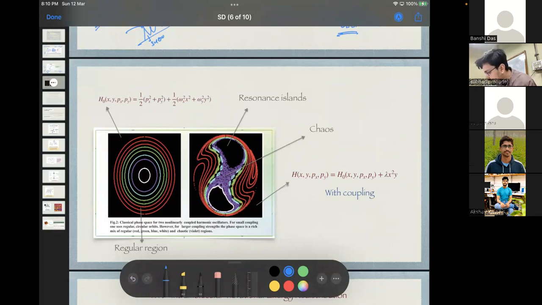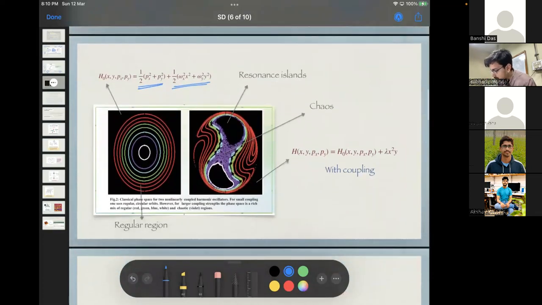Now, just for simplicity, let's say a molecule is a collection of two harmonic oscillators. So the Hamiltonian is, basically this is the kinetic part and this is the potential part, for two harmonic oscillators. Now, what does the phase space look like? This is what the phase space looks like. This is the Poincare surface of section, we call it, because for the two-dimensional case, the phase space will be four-dimensional, right? Two coordinates, two momenta.